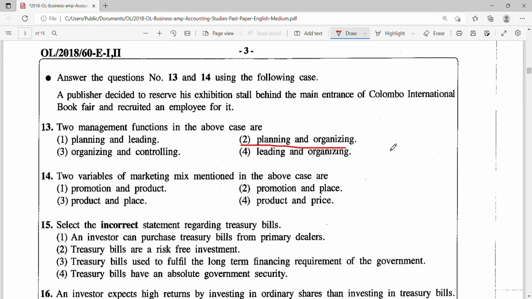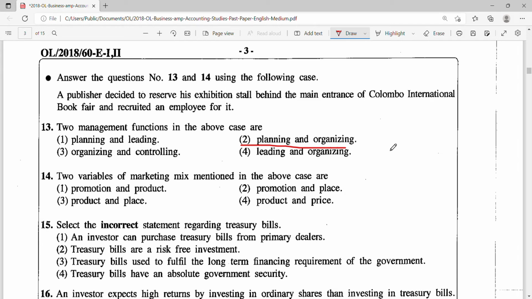Are they talking about any product? Is the publisher speaking about any book that he has written? No. Is the publisher talking about the price of the book? No. So, is the publisher thinking about a place to make his book available to the others?